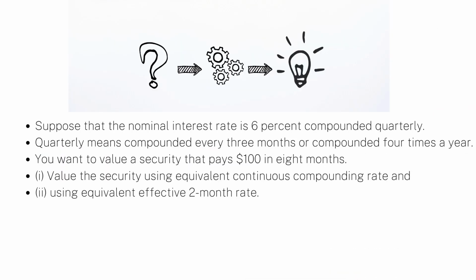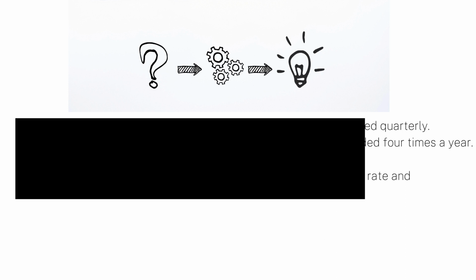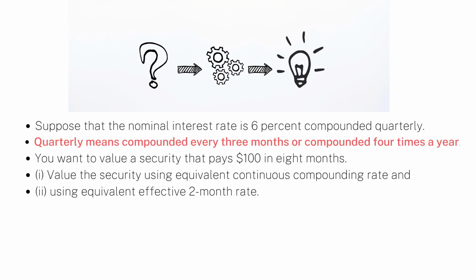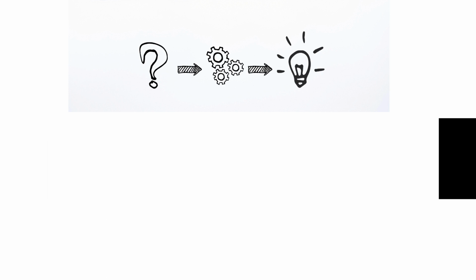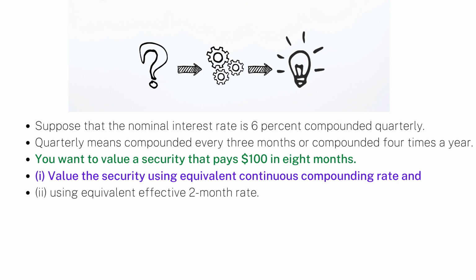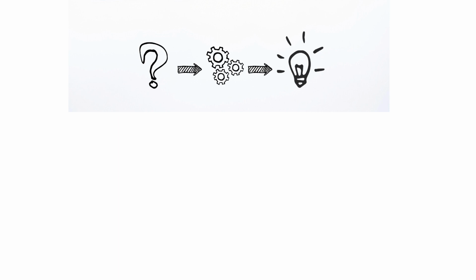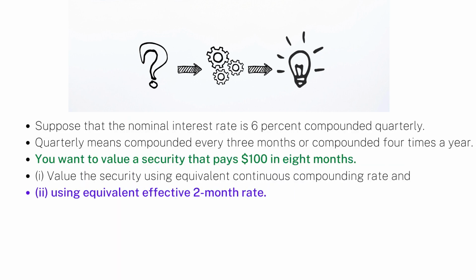We were not able to cover this during the regular class period because of time constraints, so let's jump right into it. In this question, we have a nominal interest rate of 6%, which is compounded on a quarterly basis, meaning 4 times a year or every 3 months. We want to value a security with these terms, which pays us $100 in 8 months from today. We have to do this in 2 ways. First, using a continuous compounding rate, and second, using a 2-month rate. So let's begin with part A.